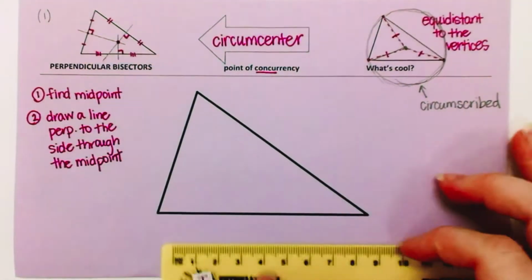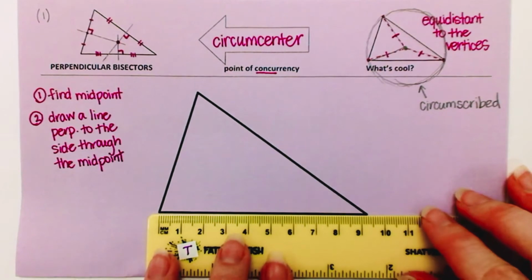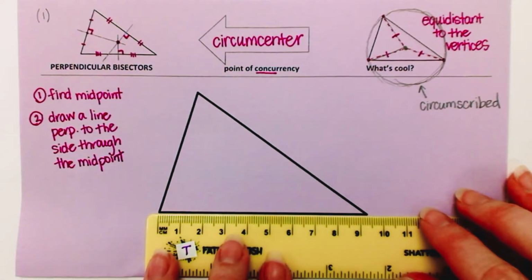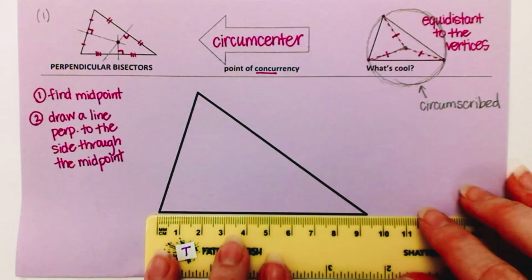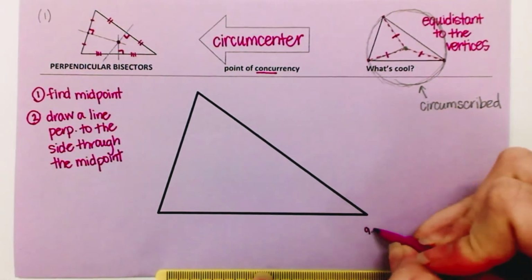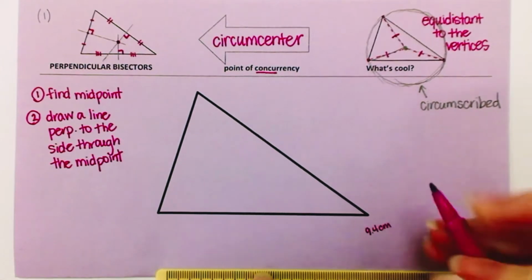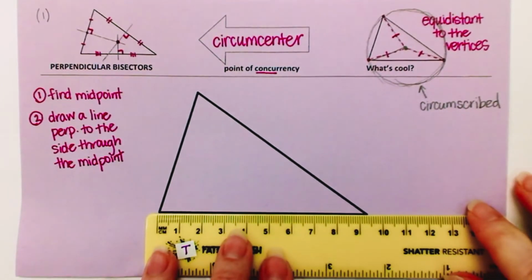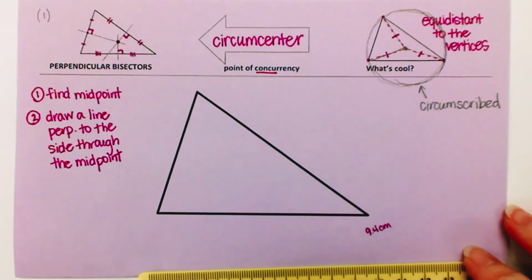So we'll use our ruler to find the midpoint. Let's do this bottom side first. I'm going to use the centimeter side just because it's a little easier to divide by 2 when you're not dealing with the fractions that you do in inches. So I'm seeing that this is about 9.4 centimeters. I'm going to write that down here. 9.4 centimeters. And if I wanted to find the midpoint, I'm just going to take 9.4 divided by 2.